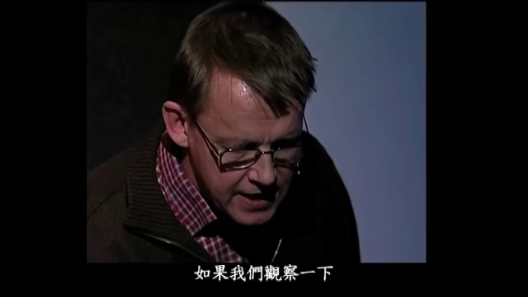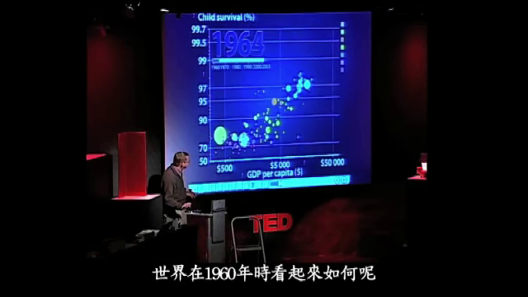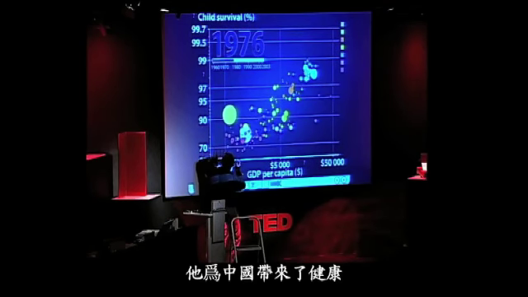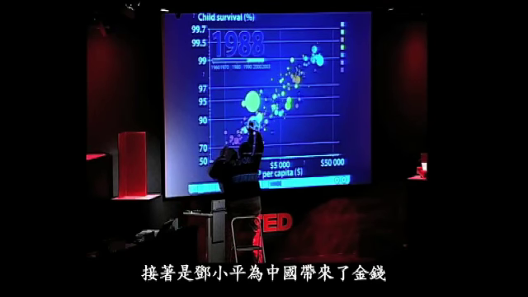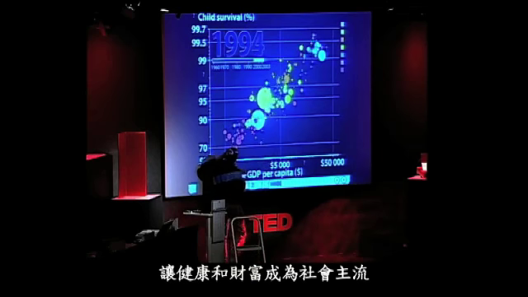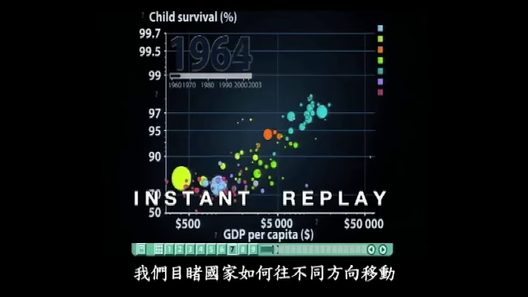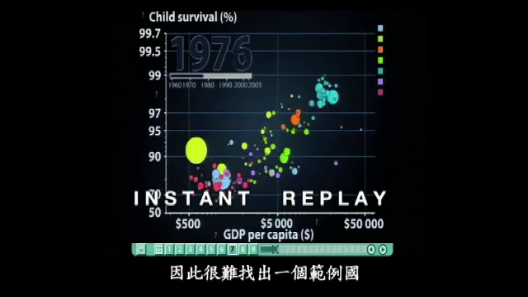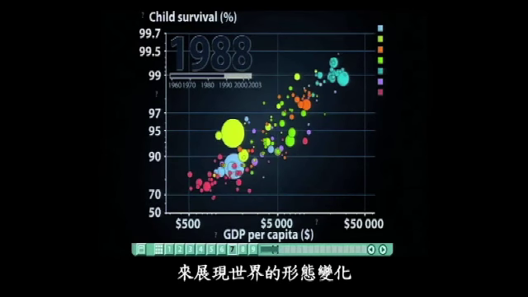And if we look at how the world looks in 1960, it starts to move. This is Mao Zedong. He brought health to China. And then he died, and then Deng Xiaoping came and brought money to China and brought them into the mainstream again. And we have seen how countries move in different directions like this. So it's sort of difficult to get an example country which shows the pattern of the world.